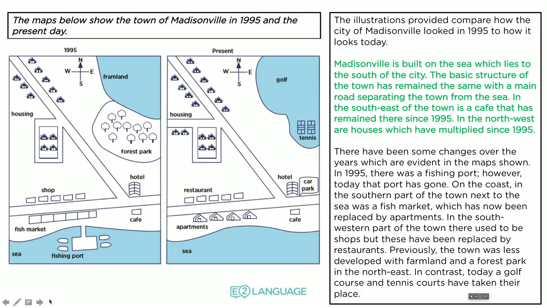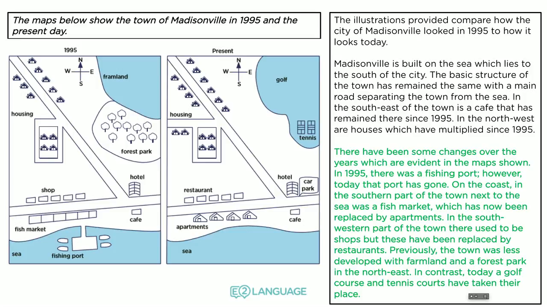Madisonville is built on the sea, which lies to the south of the city. The basic structure of the town has remained the same, with a main road separating the town from the sea. In the southeast of the town is a cafe that has remained there since 1995. In the northwest are houses which have multiplied since 1995. So there's some main features for you, including the ocean, the main road, and some similarities and a slight difference. Now I'm going to compare 1995 to the present day.